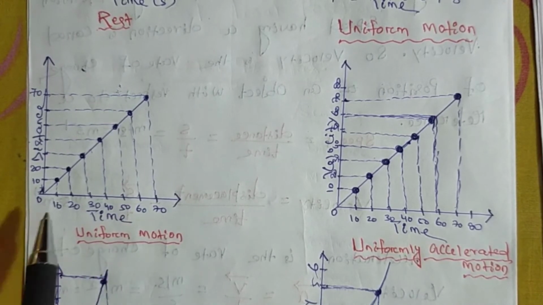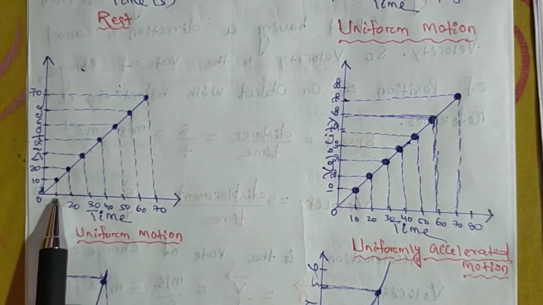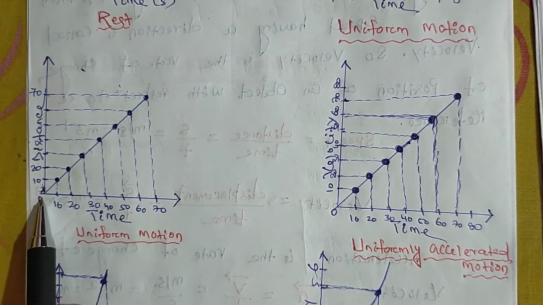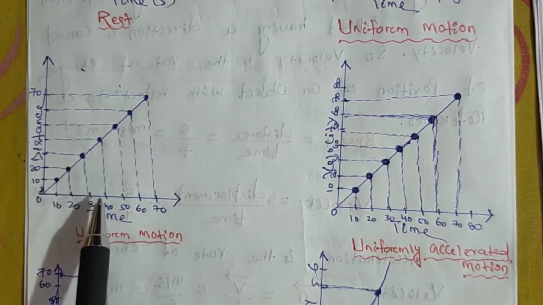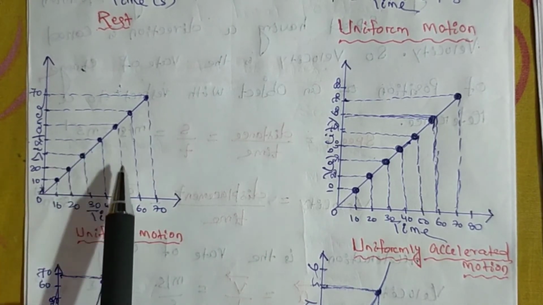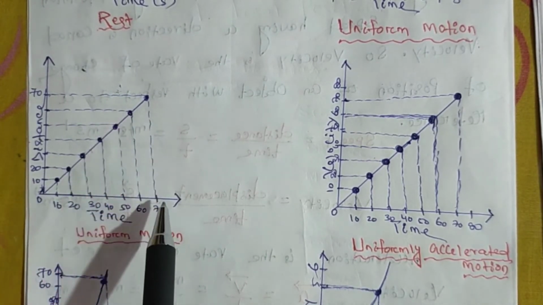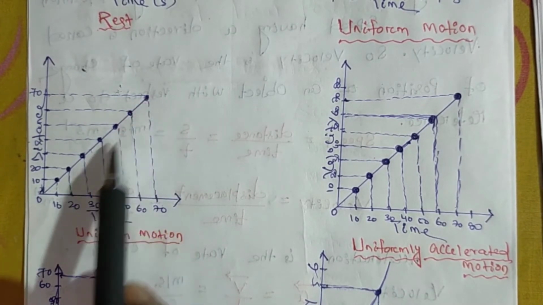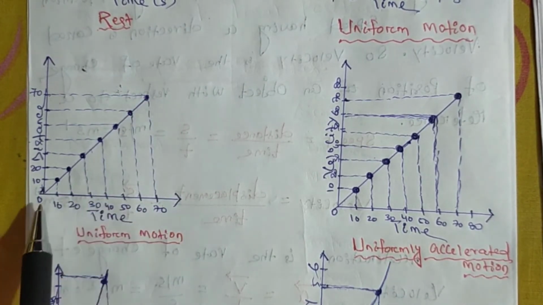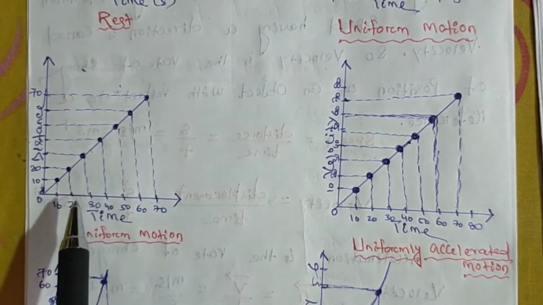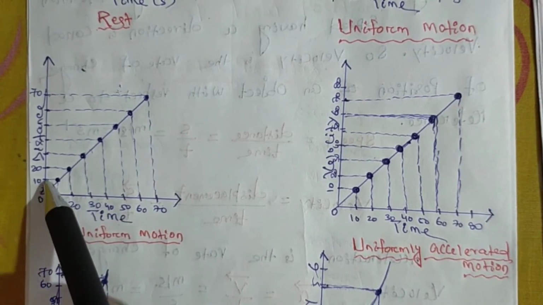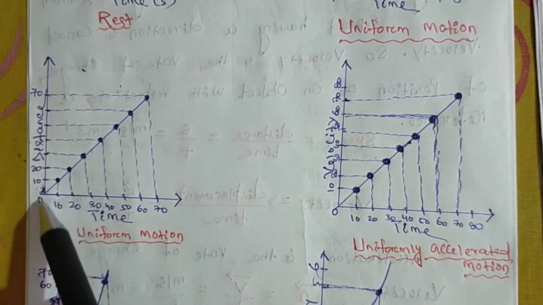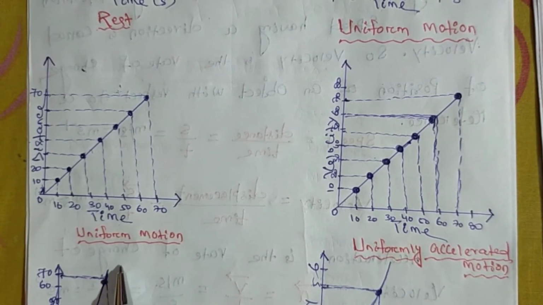And in uniform motion, we can say that a body is in uniform motion when in 10 seconds, the body is 10 meter apart from origin. In 20 seconds, 20 meter. In 30 seconds, 30 meter. 40 seconds, 40 meter. 50 seconds, 50 meter. 60 seconds, 60 meter. 70 seconds, 70 meter. That means according to the time, the body changes its position uniformly. The time gap is 10 seconds and the distance gap is 10 meter. So the body is in uniform motion.